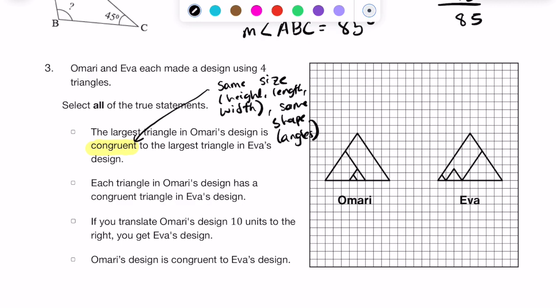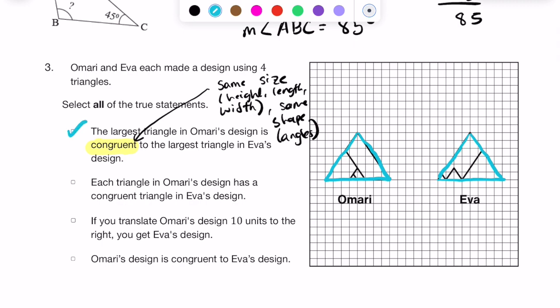So here, we look at the largest triangle in Amari's, and the largest in Eva's. We should see that they are the same height, they are the same base. If we wanted, we could use tracing paper and trace one, and you should see it would perfectly line up. So yep, that's going to be true. The largest triangles are congruent. Then we have each triangle in Amari's design has a congruent triangle in Eva's design. Okay, so looking here, we want to look at those individual triangles.